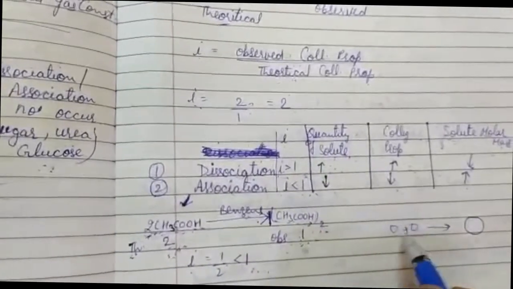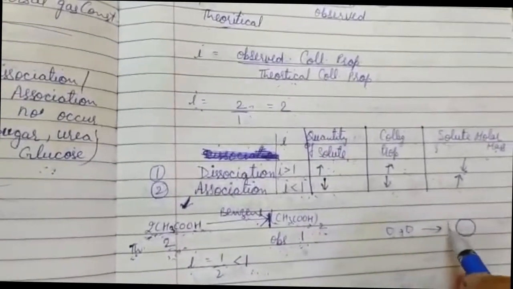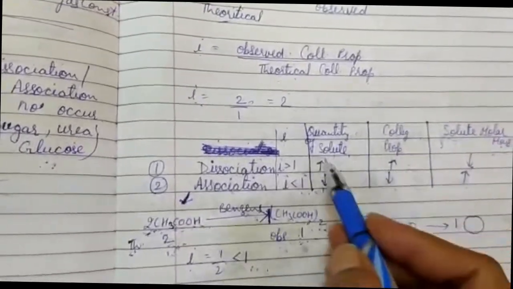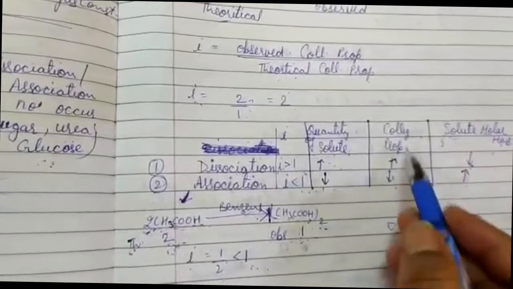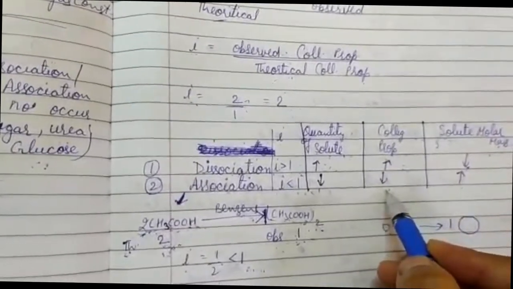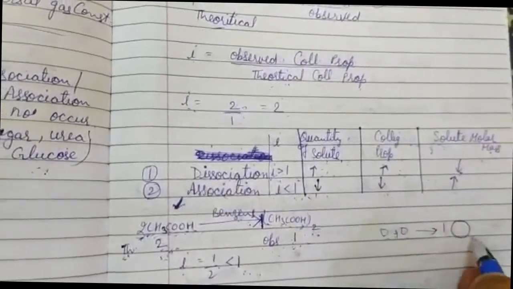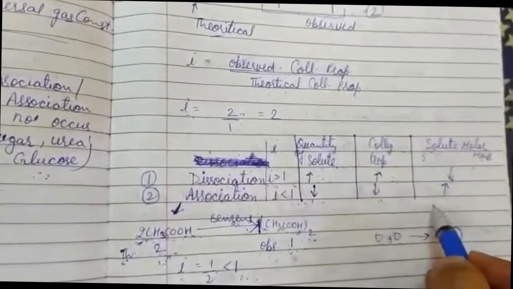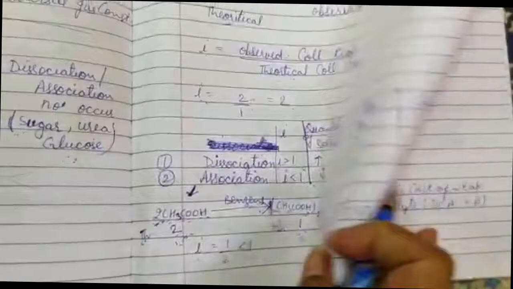Quantity: we have dissolved 2 moles and it has formed only 1 mole. So the quantity will decrease. Colligative property is directly proportional to the quantity of solute, so the colligative property will also decrease. And the solute molecular mass, because it has formed a bigger molecule, the solute molar mass will increase. So you have seen all this.